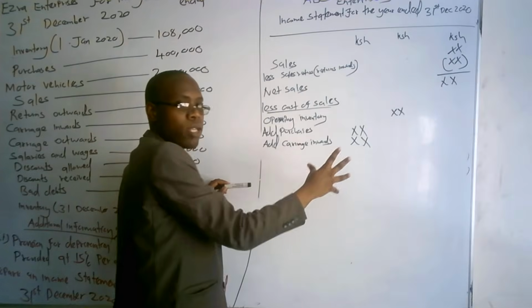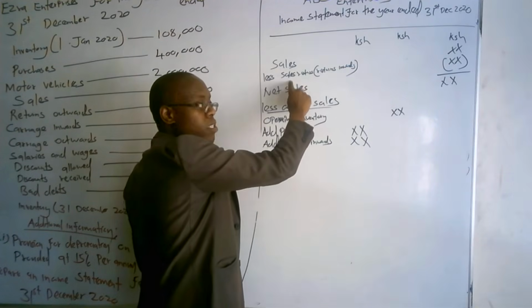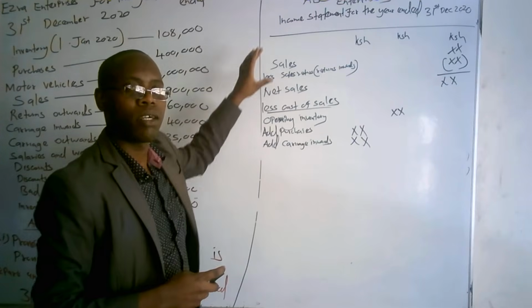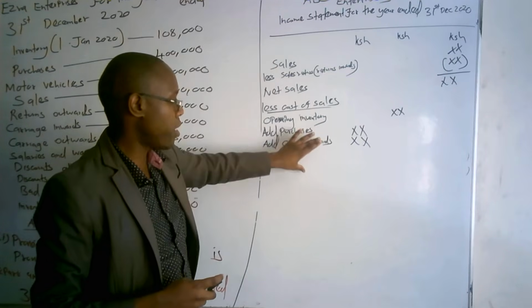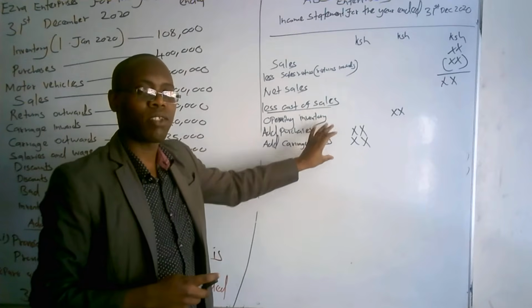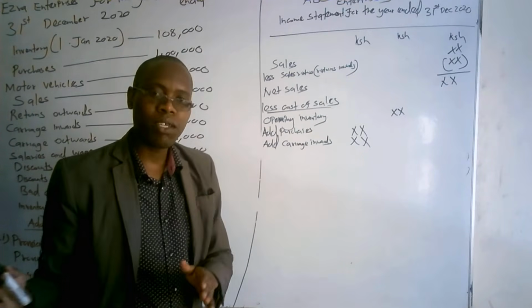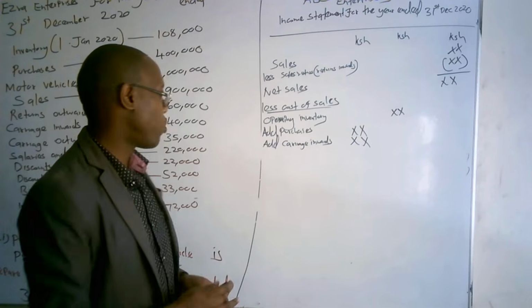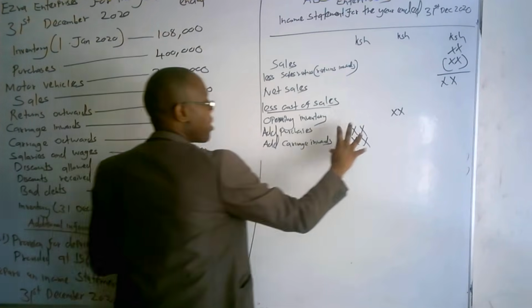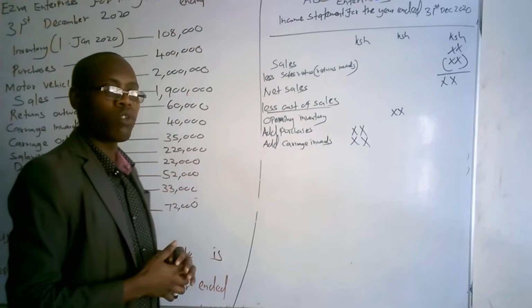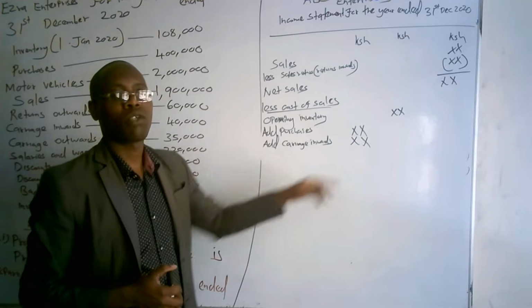So returns inwards is the same as sales returns, and it's going to be under the adjustment of the sales. But the carriage inwards is going to be part of the purchases, because what you purchased, you transported it to your business, and it's going to be captured there. So that carriage inwards, if you have been given it in the question, is going to be added with that particular purchases.